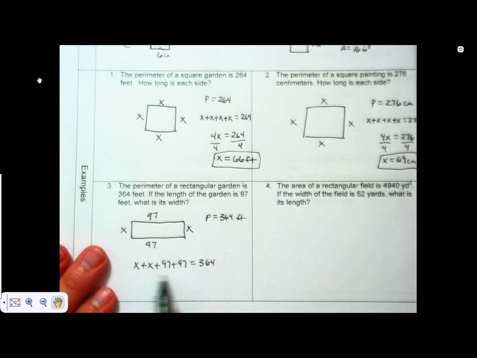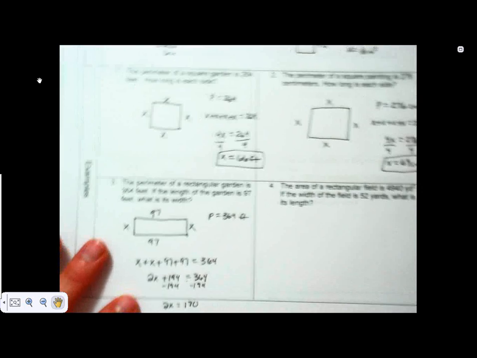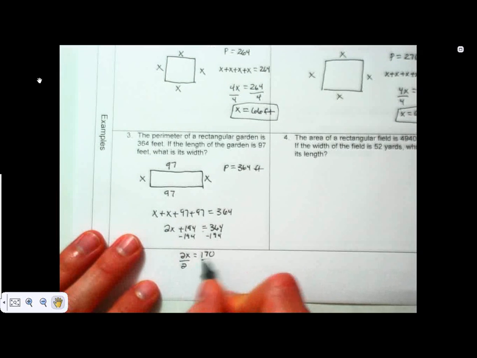So if I add my like terms, I've got 2x plus 194 equals 364. Subtract 194 from both sides, which gives me 2x equals 170. And if I divide both sides by 2, we get x equals 85. And the units were feet.